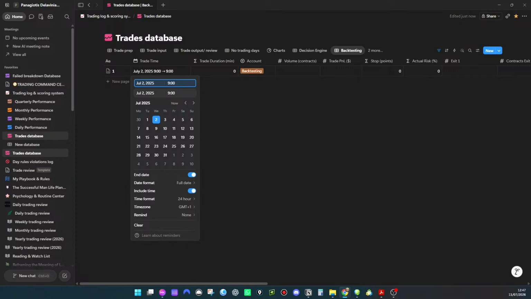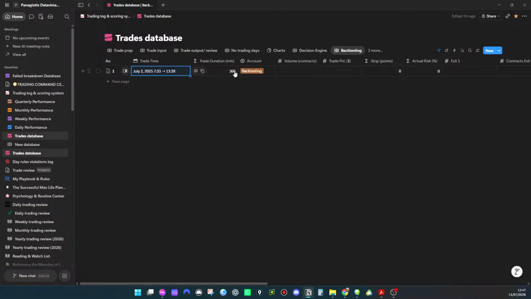Okay, so my entry would be exactly at 7:33 in the morning, 7:33, and that could last until, at least if I take, okay, that would finish, I guess, at 1:39. That would close the trade. So that would be a 6 hour trade.